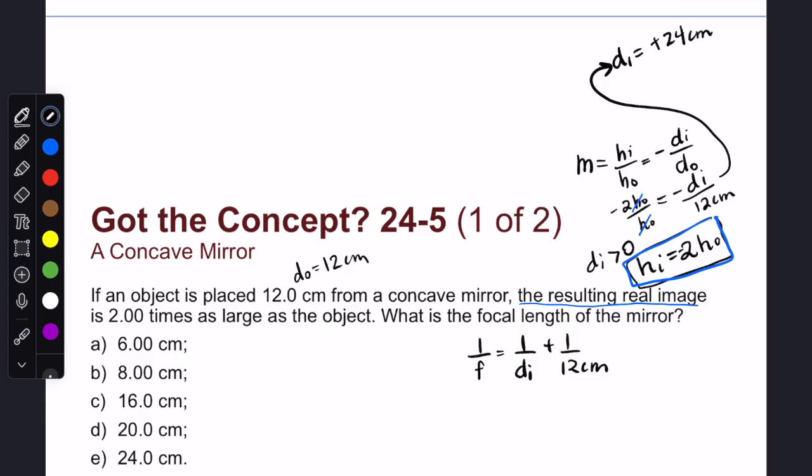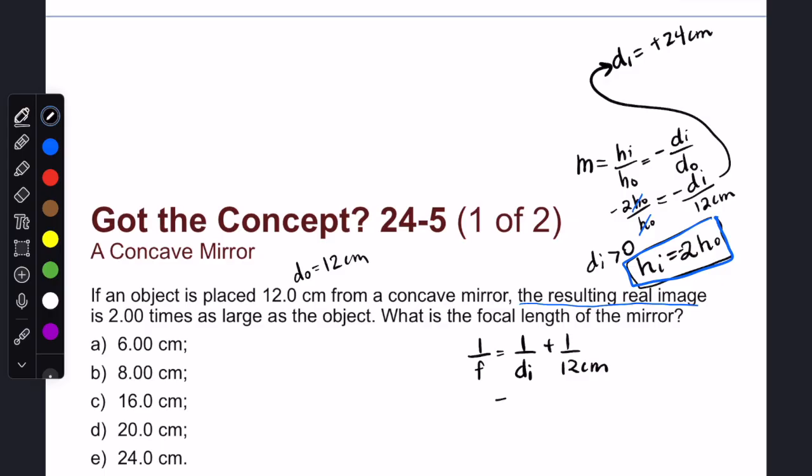So that's kind of like why this is a got the concept question, right? That's the concept. The concept is whenever a concave mirror gives you a real image, that image is inverted. Okay? So now I have DI as positive 24.